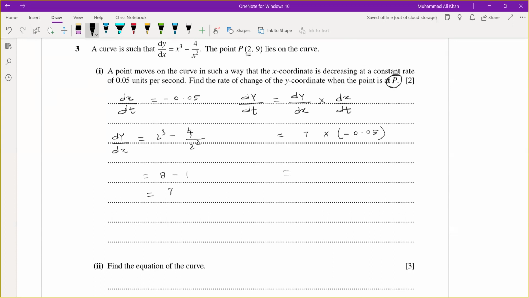So the final answer is minus 0.35. This is the final answer, the rate of change of y.